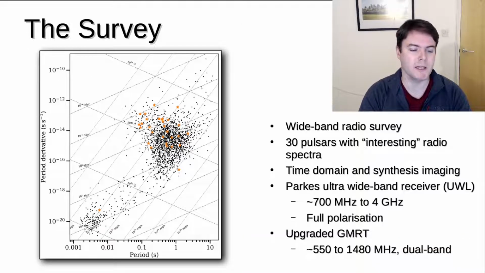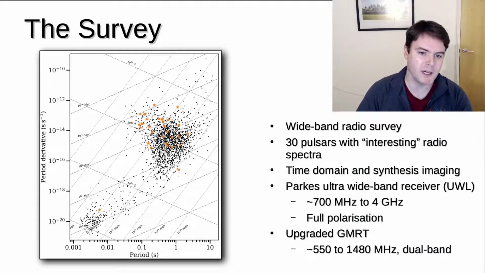And to understand that, we performed a wideband radio survey of 30 pulsars that had previously been indicated to have interesting radio spectra. And we did that with the Parkes ultra-wideband receiver that covers about 700 megahertz to 4 gigahertz, and with the upgraded GMRT.